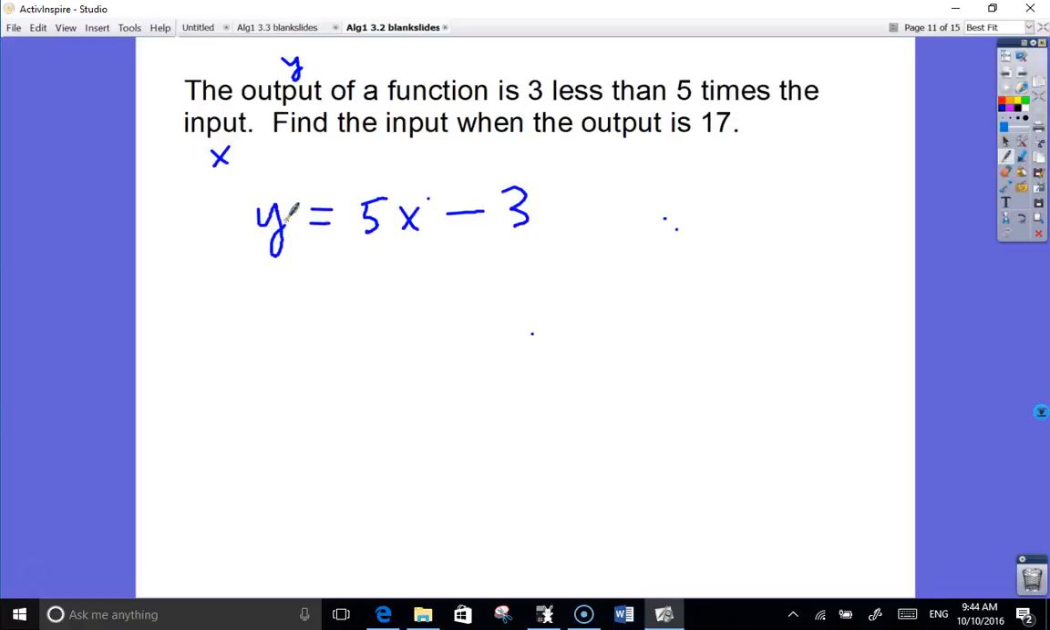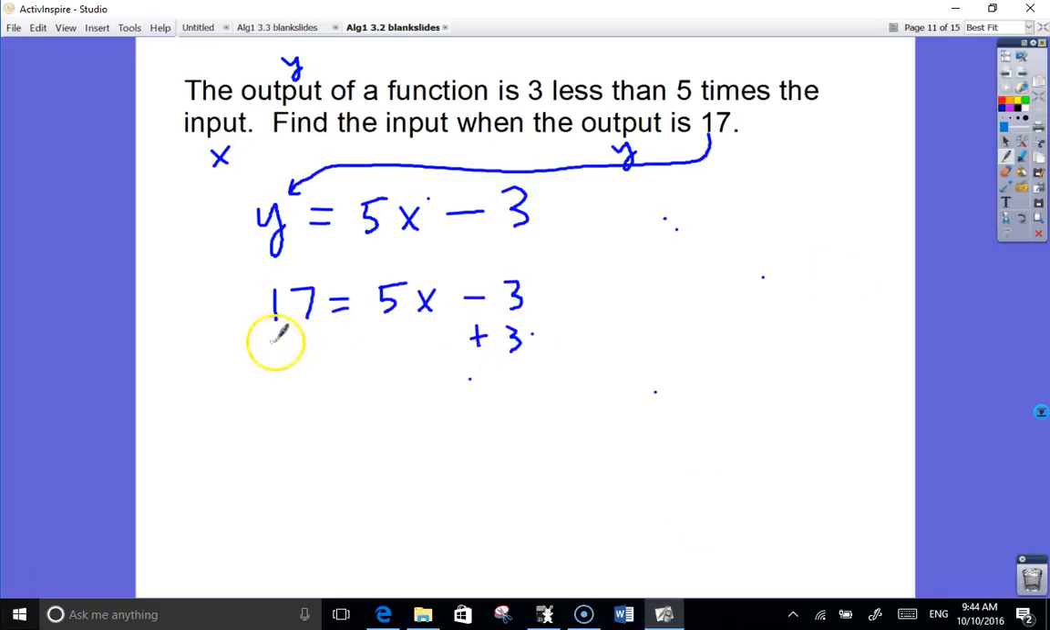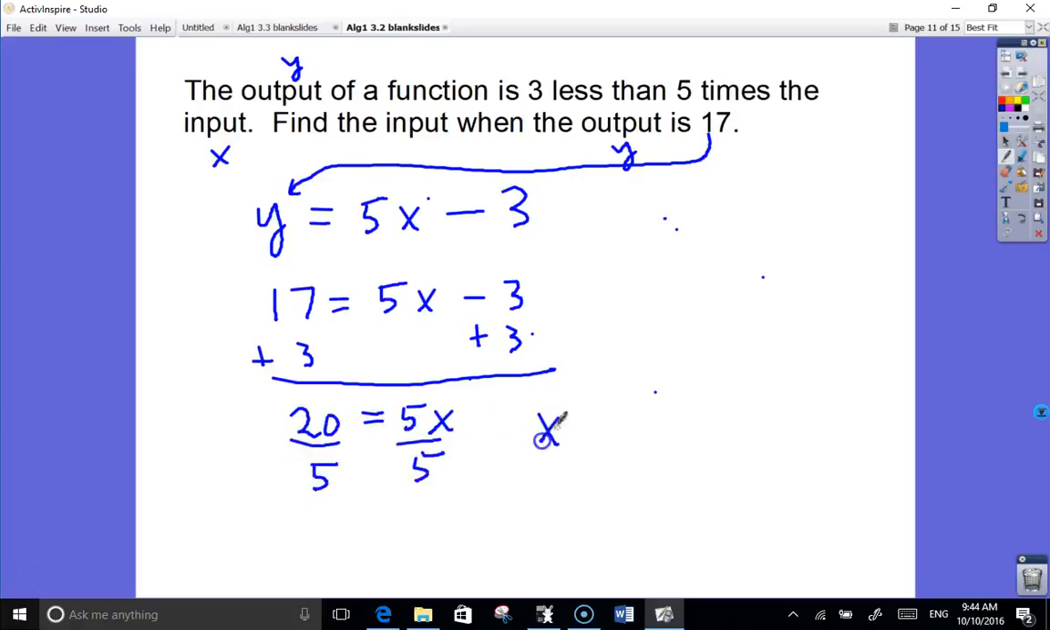Now, what do you have to do when it says find the input when the output is 17? Right? The output is y. You're going to take that 17 and put it in the place there. 17 equals 5x minus 3. Okay, now that's a two-step equation. Solve it. What should I do first to solve it? Plus 3, plus 3, 20 equals 5x. Divide by 5. So x equals 4.